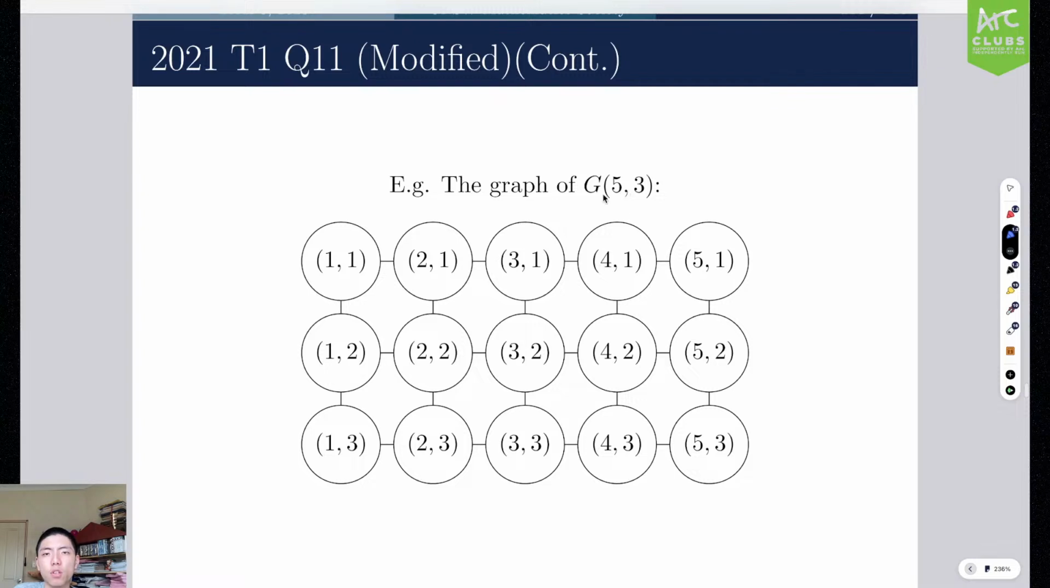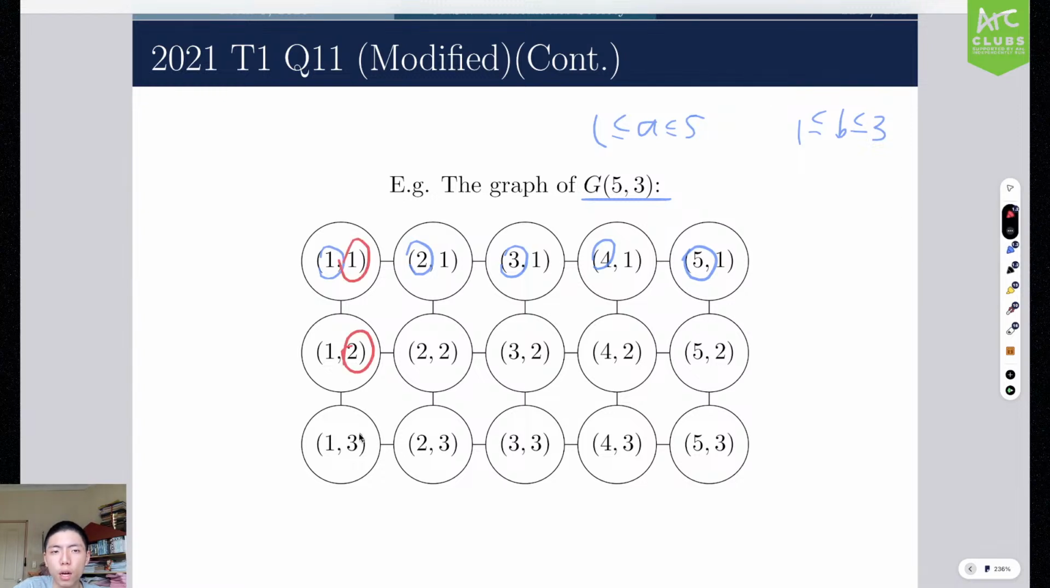So for example, we'll be using this graph G(5,3). This would be the vertex set of (5,3). Now, how this works is this is all of the vertices generated using the property that A has to be between 5 and 1, and B has to be between 3 and 1. So A is 1, 2, 3, 4, and 5, and B can be 1, 2, and 3. That generates 3 by 5 equals 15 vertices that are available in our graph G(5,3).